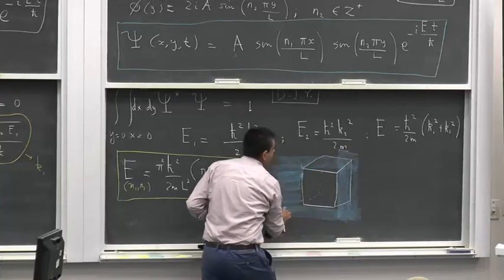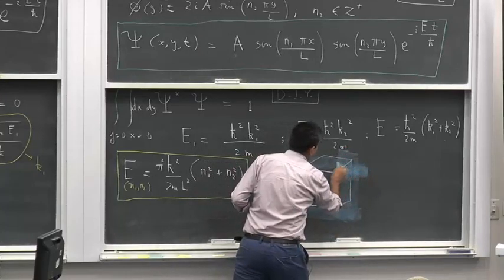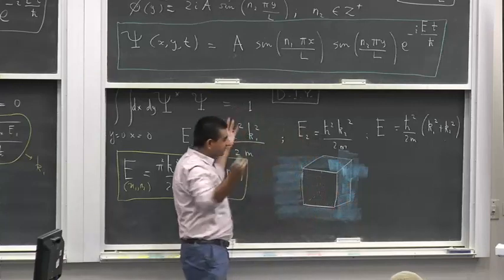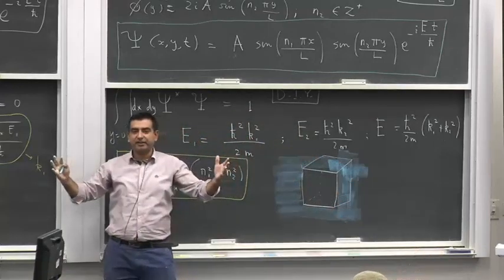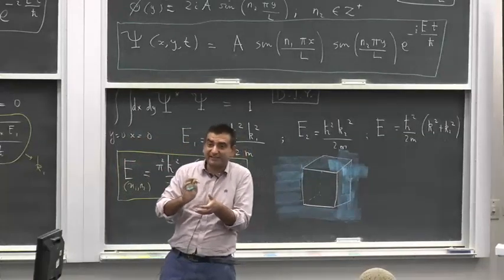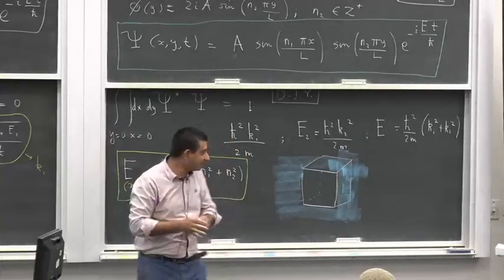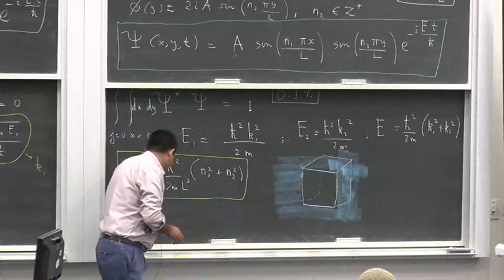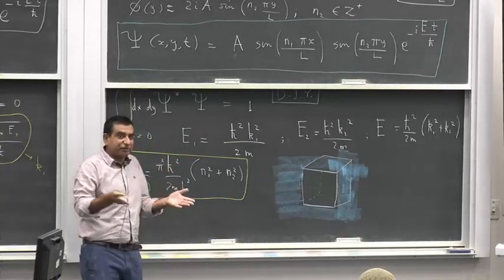So outside this cube, the potential energy is infinity. And the particle is now trapped within this cube. It's doomed to exist inside this 3D well. Now inside this system, the energy is also going to be quantized.